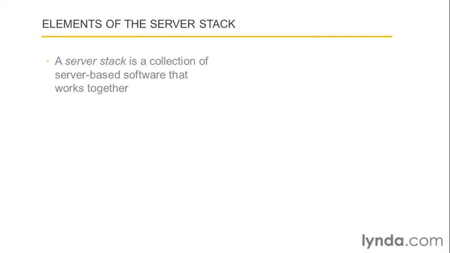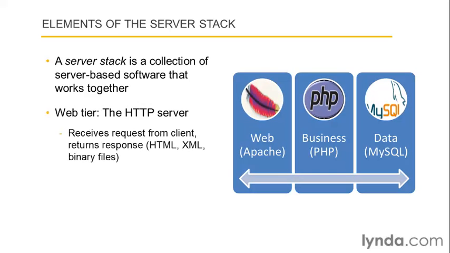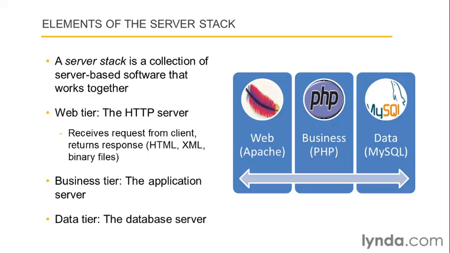The server part of a multi-tier application is implemented with multiple software packages that are designed to work together using web standards. The first tier is known as the web tier, or the HTTP server, and once again it receives the request from the client and returns the response. Many of these responses are text-based, including HTML, hypertext markup language, and XML, extensible markup language. Other content returned by the HTTP server would include binary files, such as images, and Flash SWF files. The business tier is the application server, and once again the data tier is the database server.